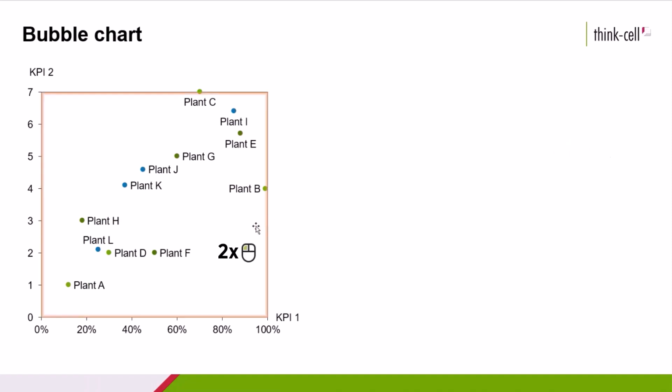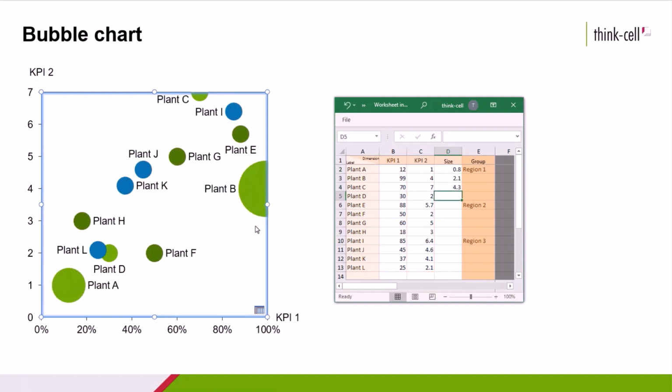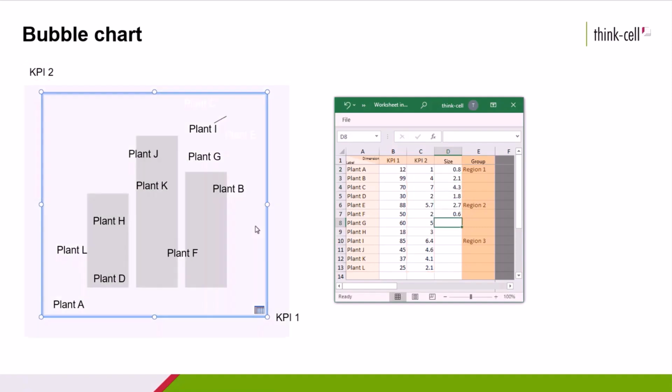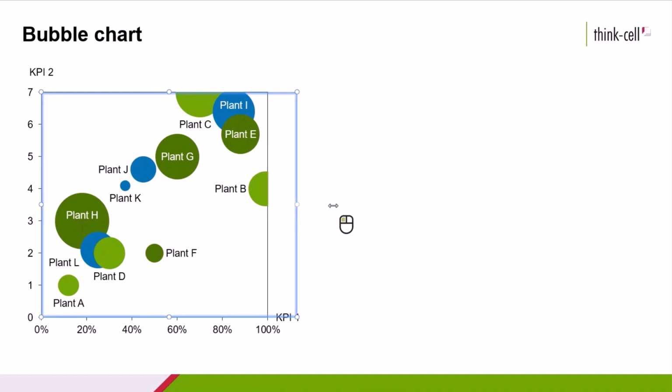So, double-click on the chart to open the datasheet. As the values for KPI 1 on the X and for KPI 2 on the Y-axis are already inserted, start entering the annual revenue for each plant in the size column. Resize the chart if necessary.